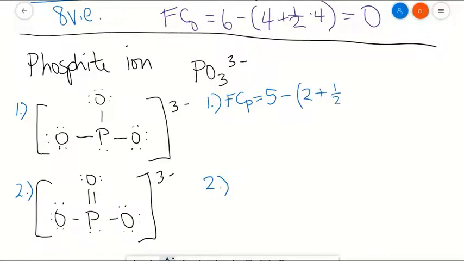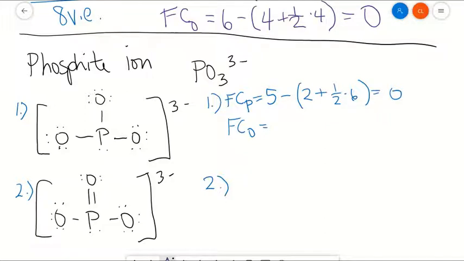Plus 1/2 of the bonding electrons. So if you look at phosphorus, it has 2, 4, 6 bonding electrons. So 3 plus 2 is 5. 5 minus 5 gives us 0. So now let's take a look at our formal charge for oxygen.